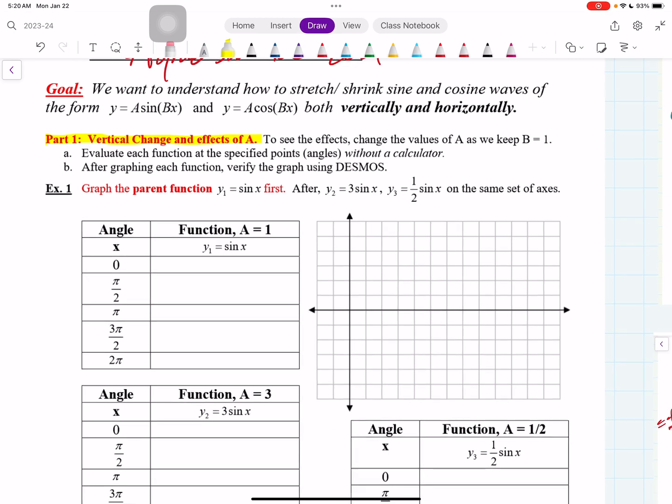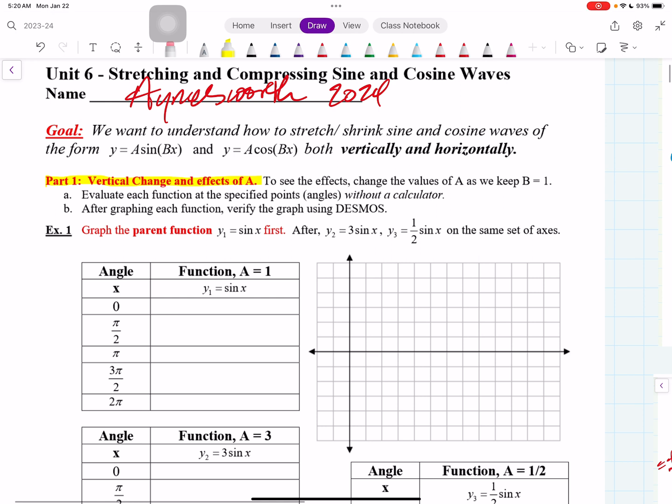What we want to do is read the goals first. So let's check this out. We want to understand how to stretch and shrink sine and cosine waves of the form y equals a sine of bx and y equals a cosine of bx, both vertically and horizontally. Part 1 is we're going to take a look at the vertical change, and part 2, the horizontal change. I'm going to break up this big lesson into 2 parts, so I can make the videos a little bit smaller and more digestible.